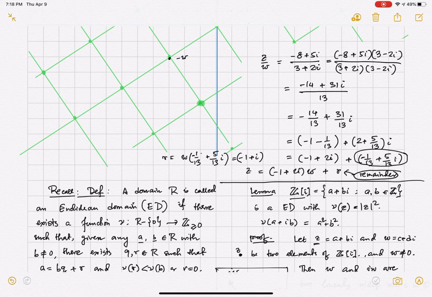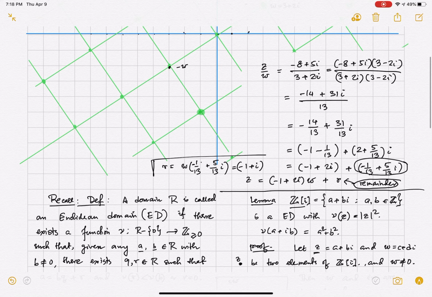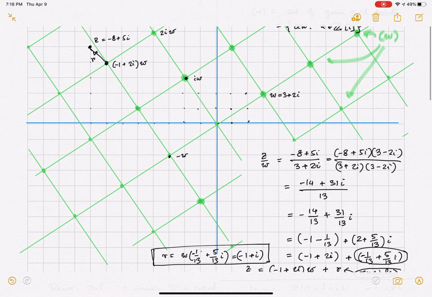Okay. And you can check that that has magnitude less than w, because that's how we chose it. And you see that indeed r is minus 1 plus i. Okay. So that's how division with remainder works.